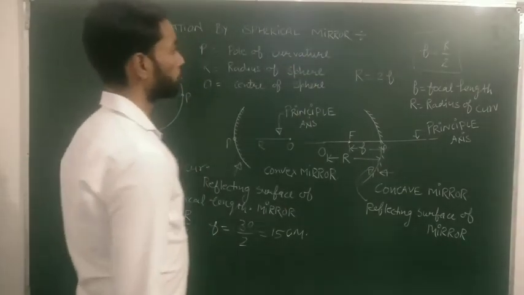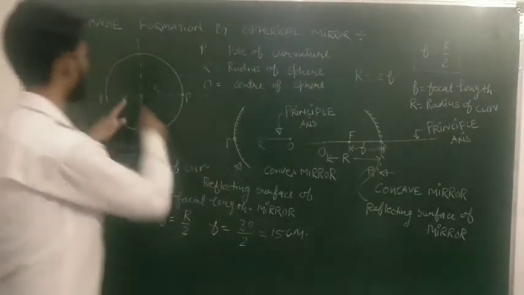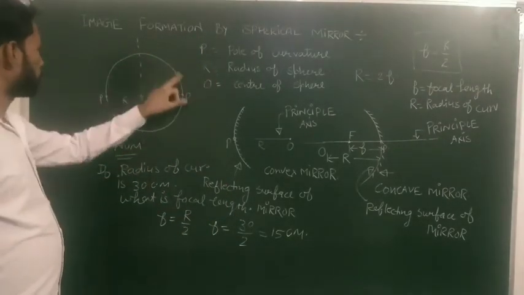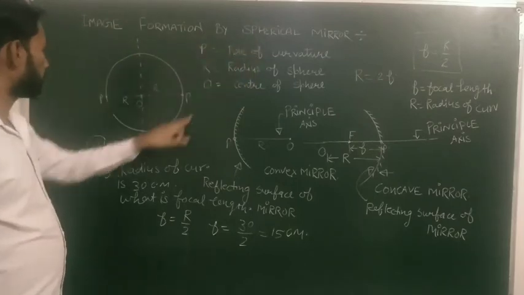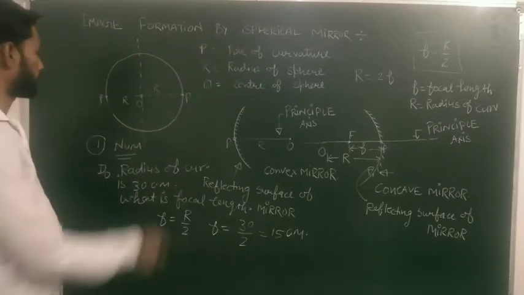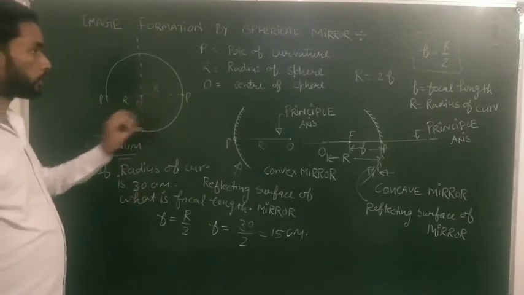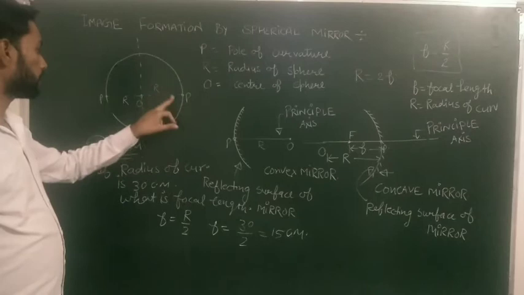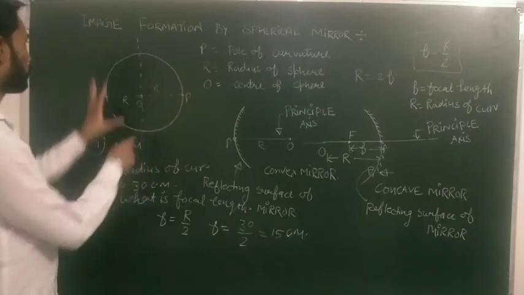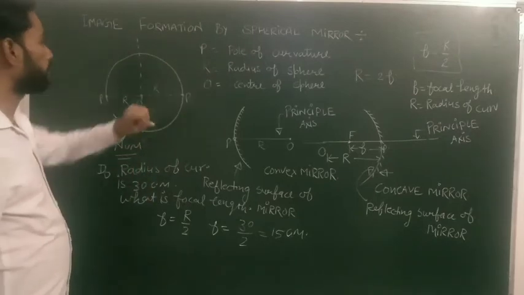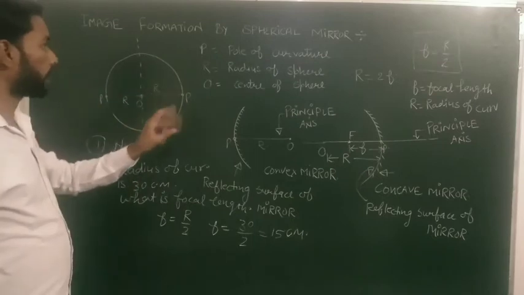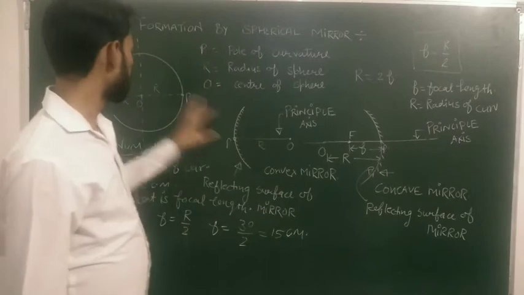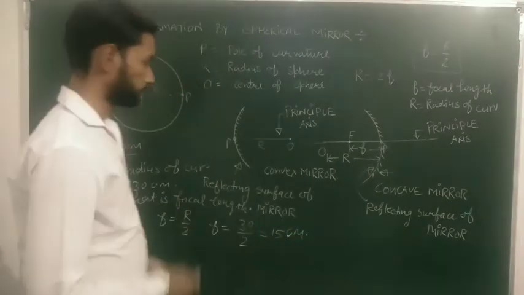So here we discuss again what a spherical mirror is. A spherical mirror is in the shape of a sphere. O is the center of the sphere. R is the radius of the sphere. P is the pole of curvature. By using this spherical mirror, we divide it into two types: the first one is the convex mirror, and the second is the concave mirror.